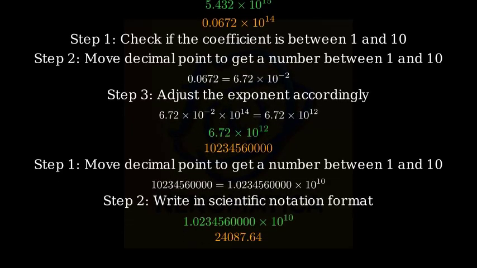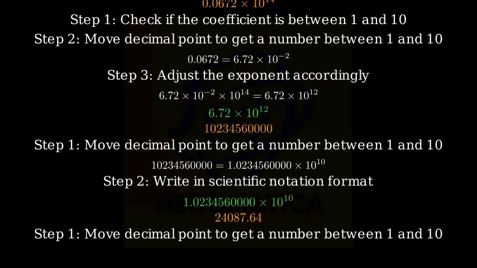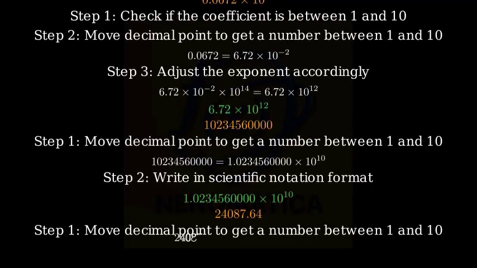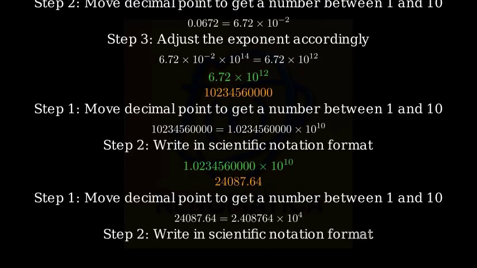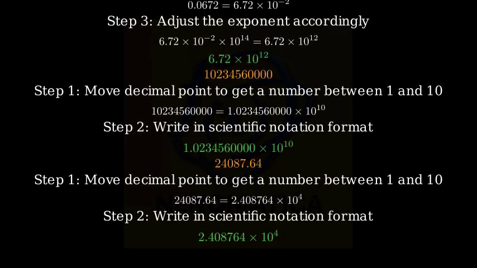Our final example is 24,087.64. Like before, we need to move the decimal point to get a number between 1 and 10. We move the decimal point 4 places to the left, which gives us 2.408764. Moving the decimal point 4 places to the left means we add 4 to our exponent. Starting with 0, we get an exponent of 4. So our answer is 2.408764 times 10 to the power of 4.